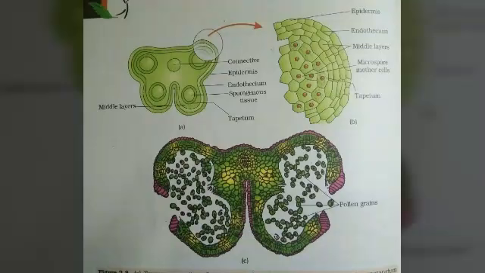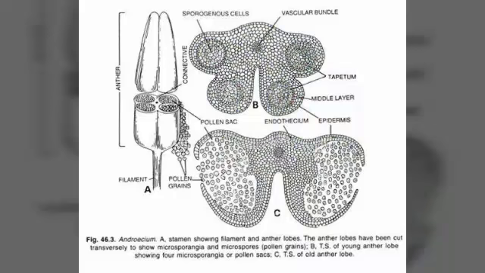So what is the structure of microsporangium? Microsporangium has four layers. Number 1 epidermis, number 2 endothecium, number 3 middle layer, and number 4 is tapetum. The outer three layers, epidermis, endothecium and middle layer, help in dehiscence of pollen grain. Therefore, the tapetum helps in the nourishment of the pollen grains. It is the innermost layer of the microsporangium or pollen sac.